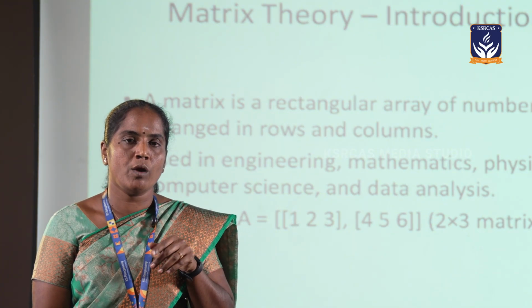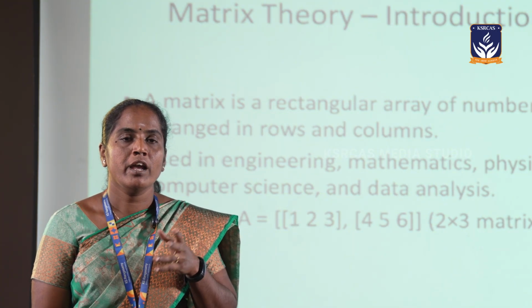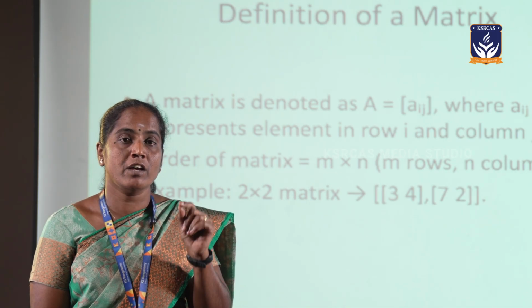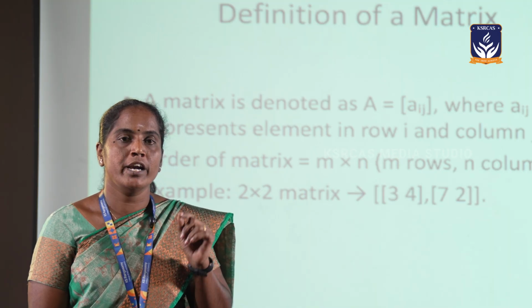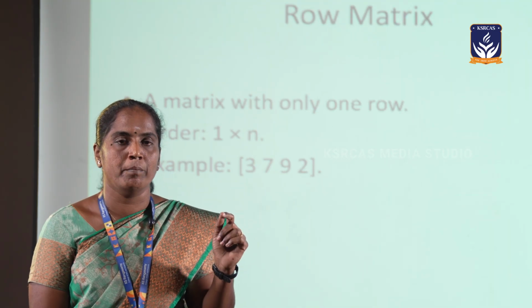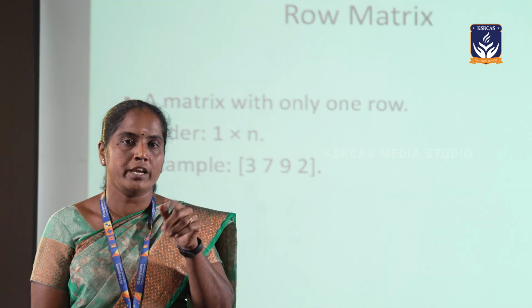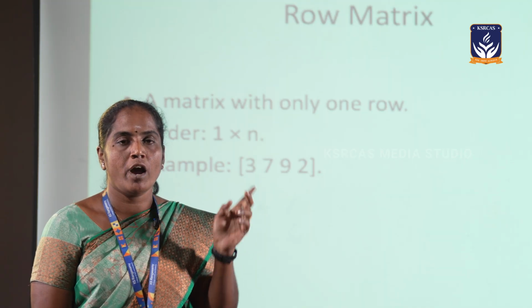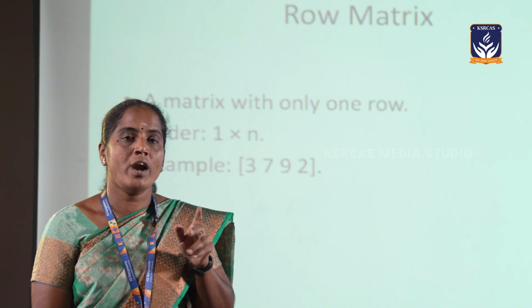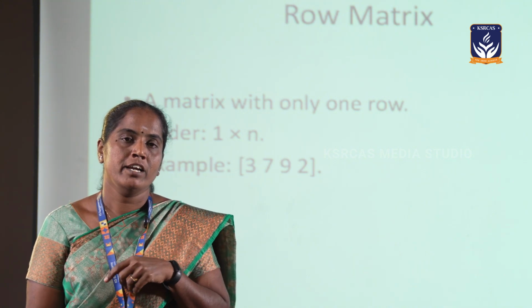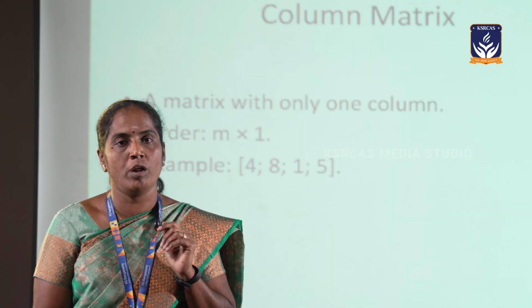Let us consider A11. What is meant by A11? A11 is nothing but the first row, first column element. What is meant by A12? It is the first row, second column element. What is meant by A1n? 1 is row and n is column. That is the first row, nth column element. What is meant by Amn? It is the mth row, nth column element.